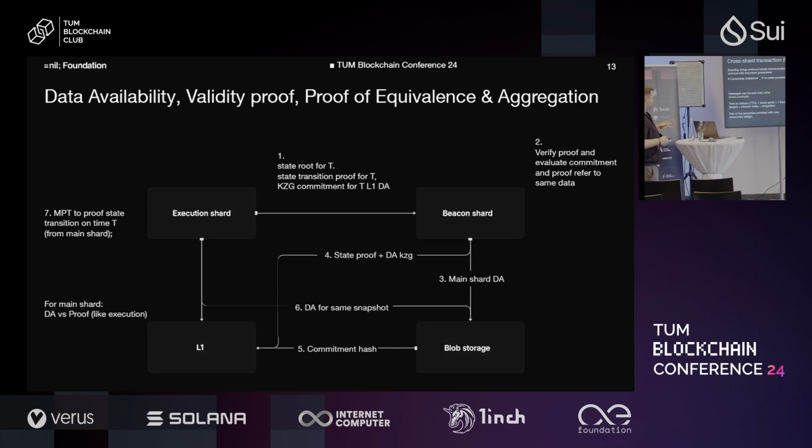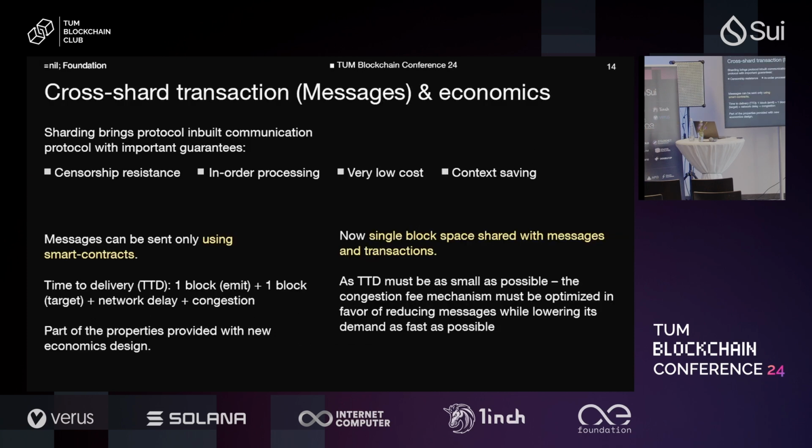And a few words about cross-shard transactions, or what we call messages, which I mentioned at the very beginning. Messages differ a lot from cross-chain transactions. First, they have censorship resistance. They have ordered processing, and they cost very little. In general, the cost of a message is around 5,000 gas. It's very cheap.